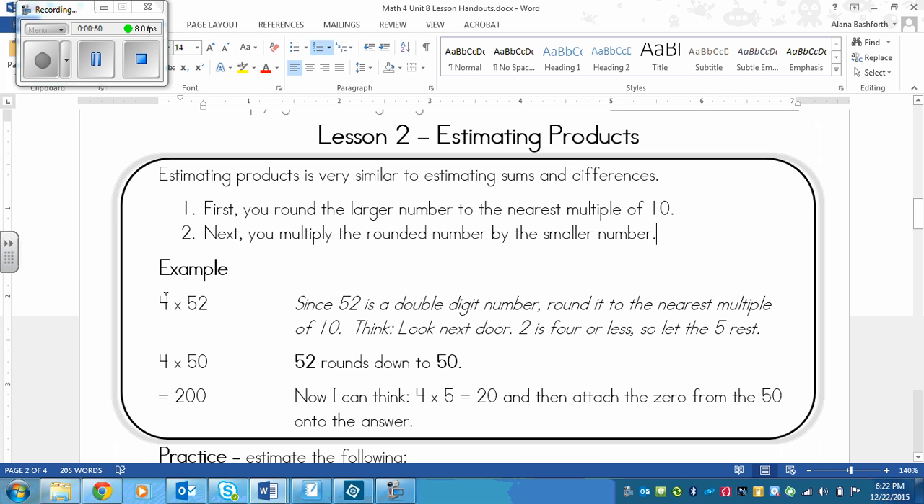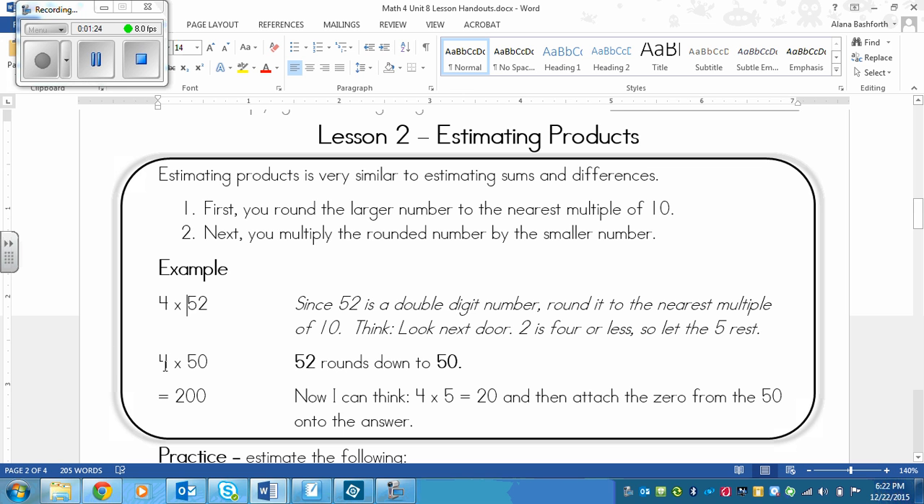So if I want to estimate 4 times 52, then I would think, since 52 is a double digit number, I will round that to the nearest multiple of 10. So I will think, look next door, 2 is 4 or less, so let the 5 rest. So 2 is 4 or less, so it does not bump the 5 up, it just lets it be. And so we end up with 4 times 50 instead of 4 times 52.